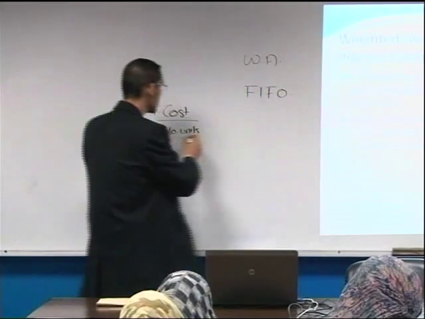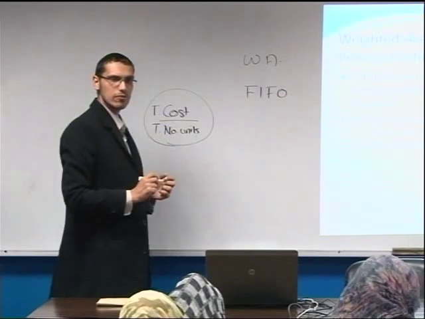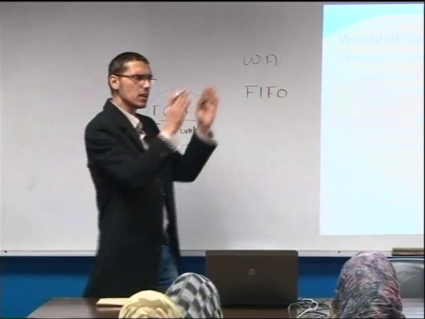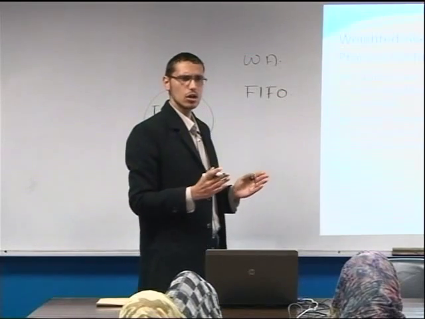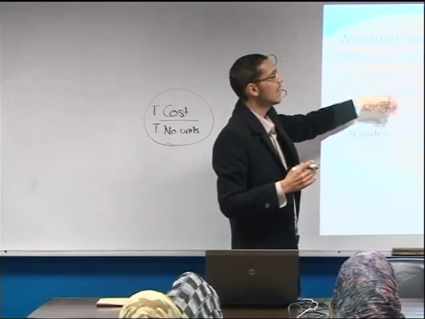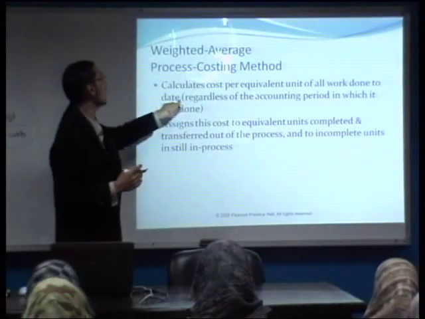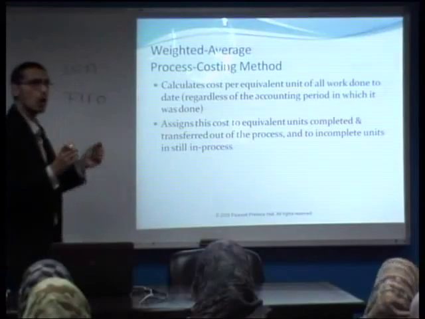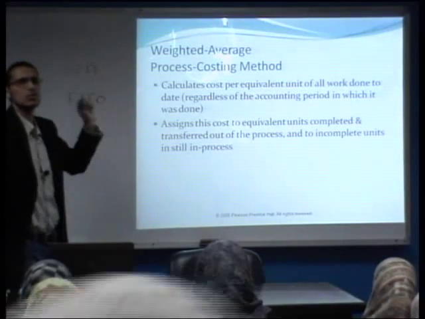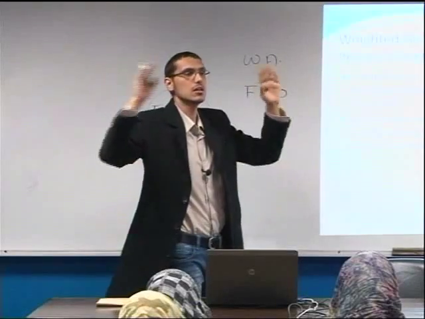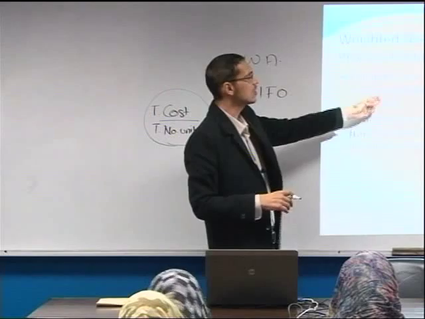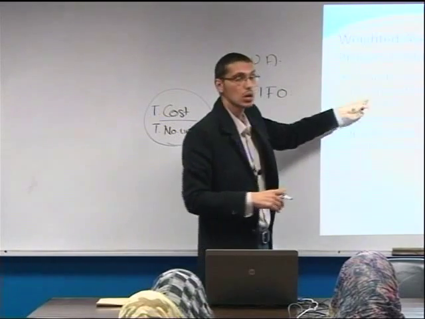Therefore, as we can see here, it calculates the cost per equivalent unit. Of course, this is the calculation of the cost per equivalent unit, correct? How do we calculate the cost per equivalent unit? We divide the cost by the number of equivalent units. Therefore, the cost per equivalent unit here is designated as of all work done to date. That means we are going to calculate the cost for all the work done, whether it was started in the previous year or in the previous periods or in this period, regardless of the accounting period in which it was done.